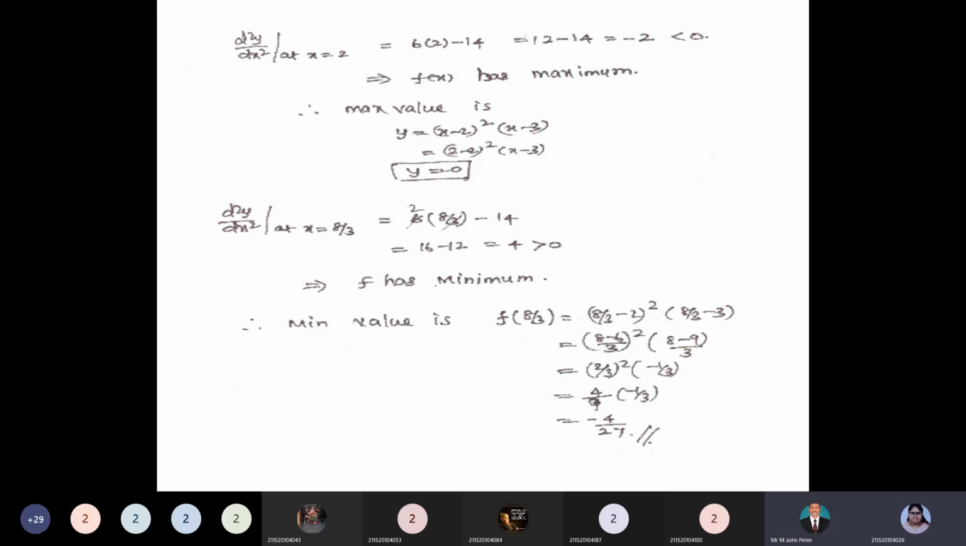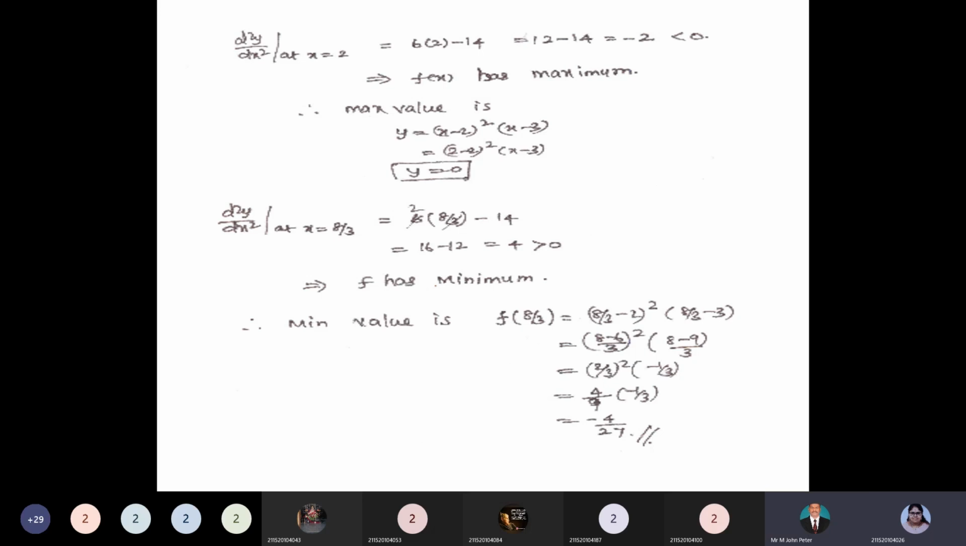Hence substitute 2 in the function. We are getting the maximum value as y equal to 0. In this problem we are getting that value. Don't think that 0 is not a maximum; it is just some constant value we are getting.